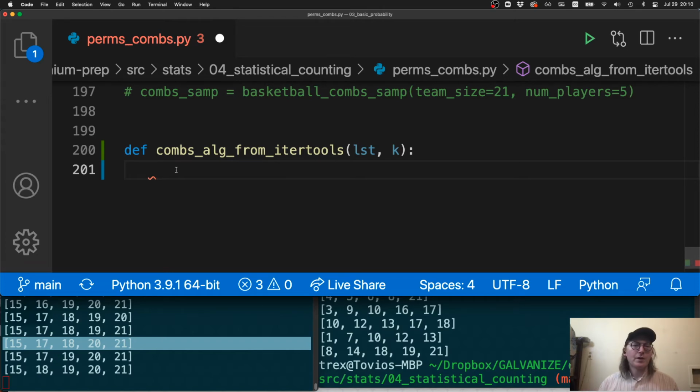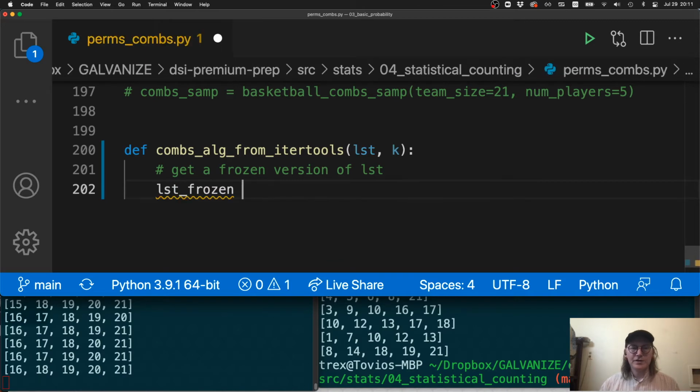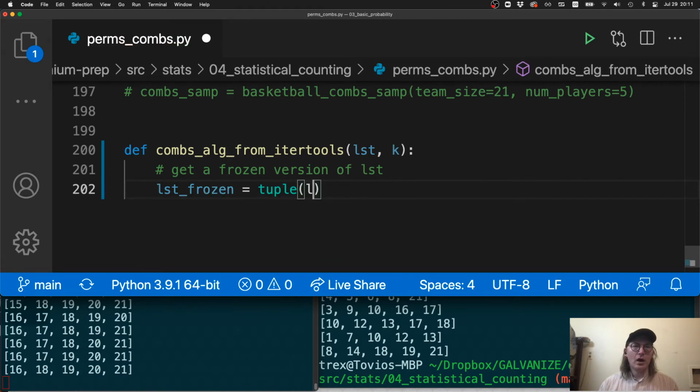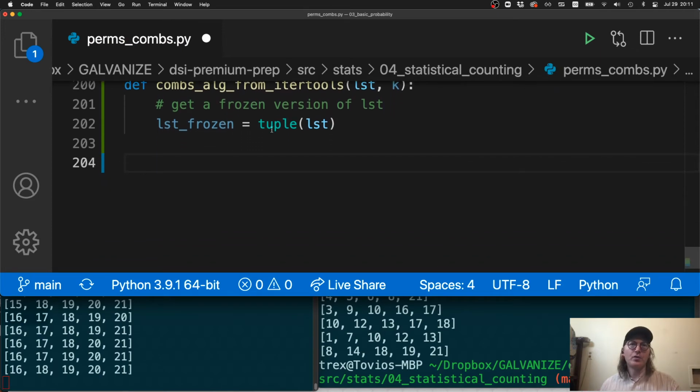problem. So the first thing I'm going to do, and I'm doing this for a reason, is I'm going to get a frozen version of the list. What do I mean by frozen? It's in a form that can be passed in and out of the function, and I'm going to do that for a certain reason, which I'll explain in just a second. So list frozen is going to get tuple of the list, right? Tuples are immutable, so that tuple is going to serve us well.